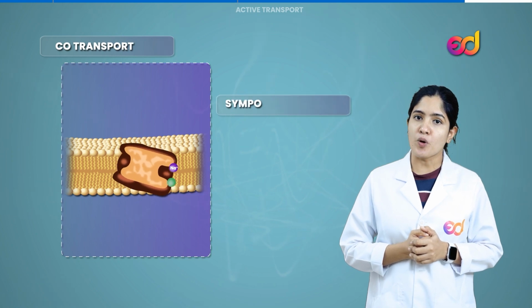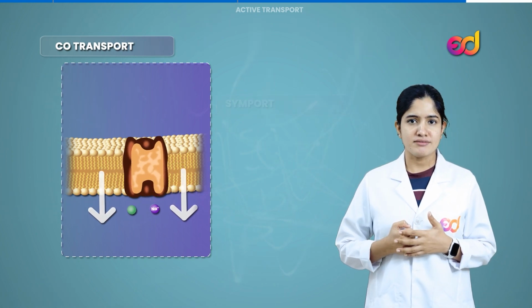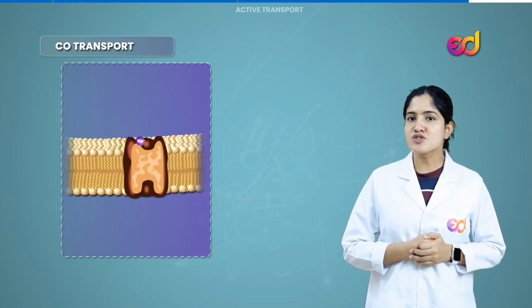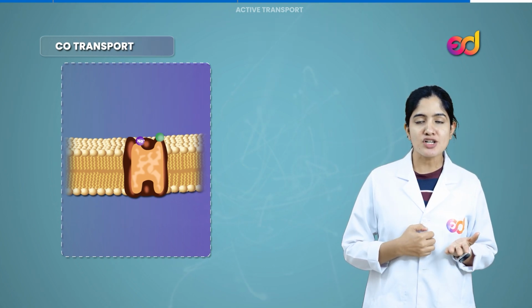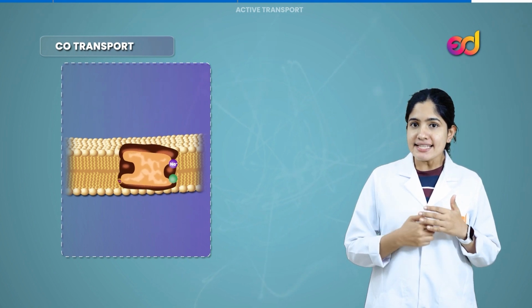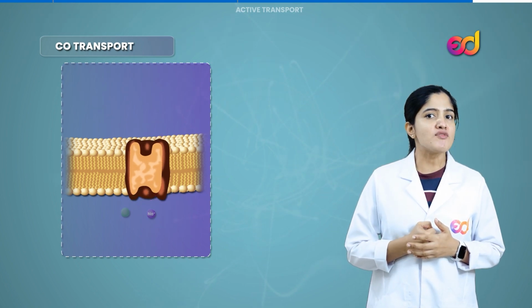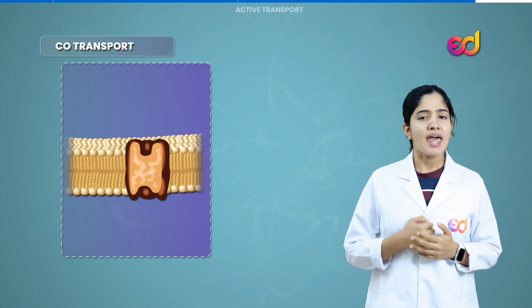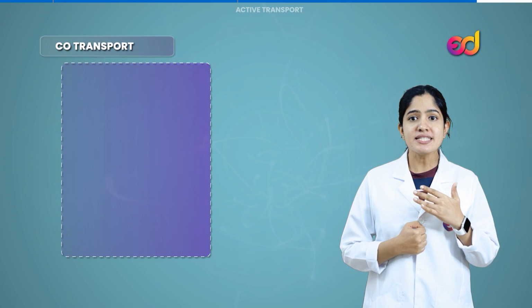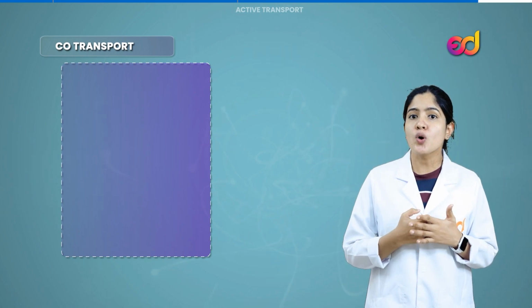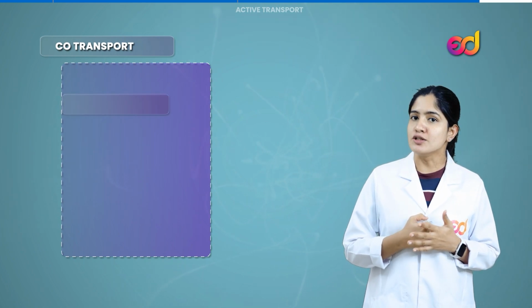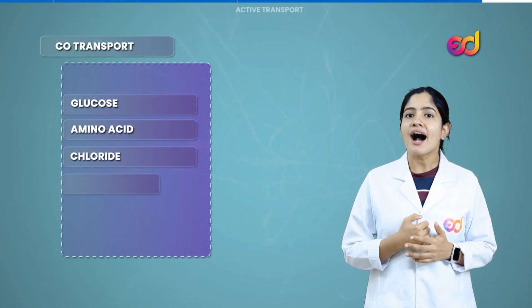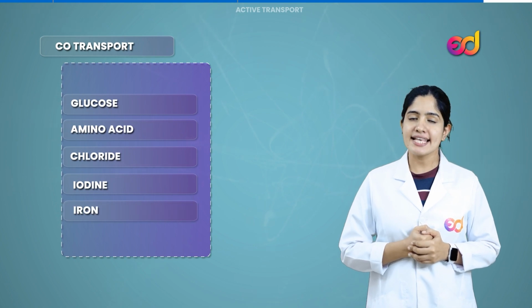Sodium co-transport is a process in which, along with sodium, another substance is transported by a carrier protein called symport. Same direction, right? Here also, energy for the movement of sodium is obtained by the breakdown of ATP. And this energy released by the movement of sodium is utilized for the movement of another substance. Examples of substances that are carried by sodium co-transport are glucose, amino acid, chloride, iodine, iron, etc.